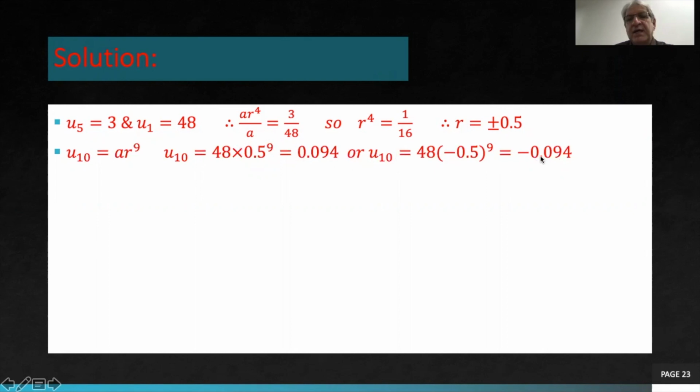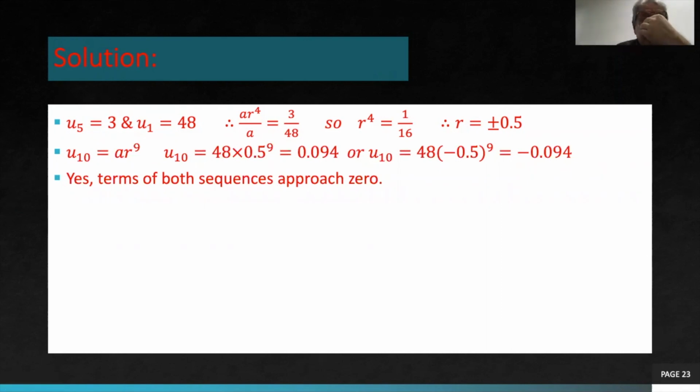Therefore, you can see that both these numbers are very close to 0. So the next part is asking whether the terms of the sequence approach 0. Both of them are approaching 0. One of them decreases to 0. One of them oscillates towards 0. That means one is positive, one is negative, but they are going closer and closer to 0. Therefore, both of them are approaching 0.